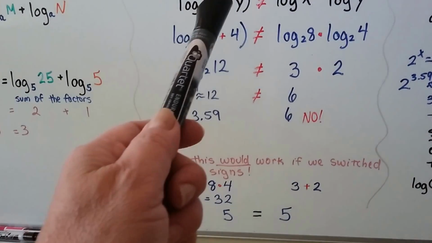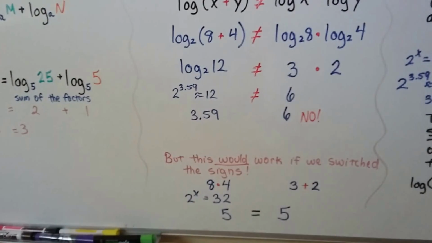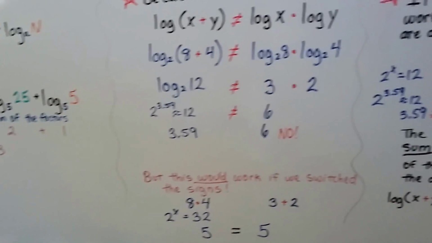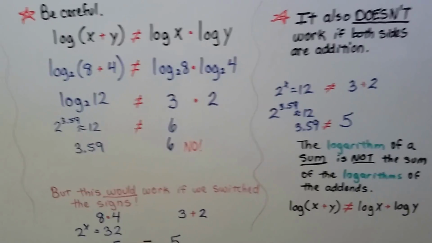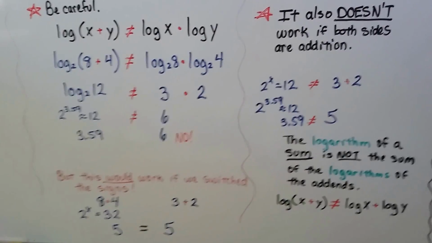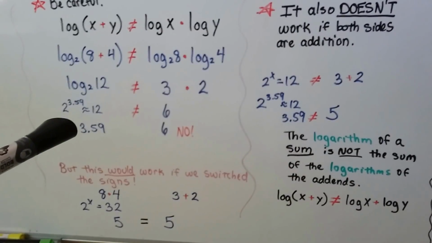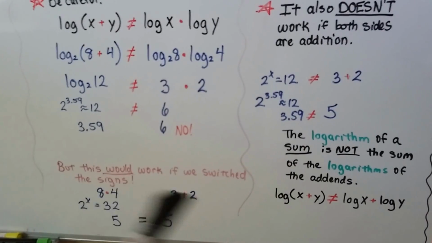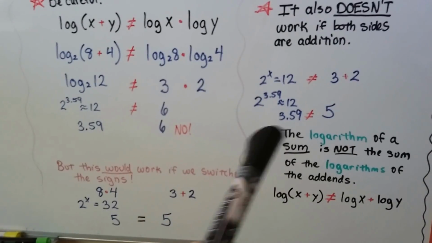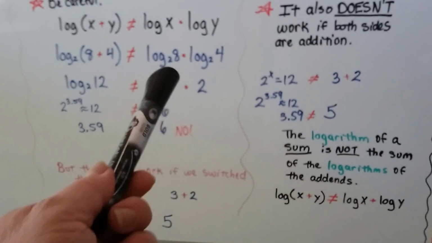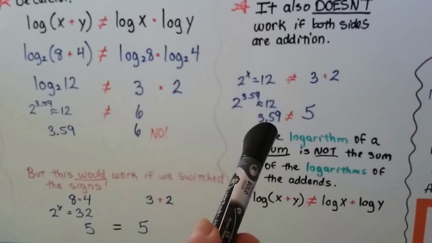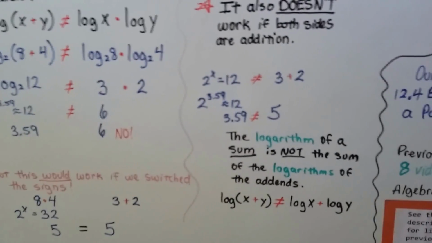So it works when there's multiplication in here and addition out here. See? It also doesn't work if both sides are addition. So we saw that this addition side made an exponent of 3.59. Okay? Well, if we did addition here, we'd get 3 plus 2. That would be a 5. It doesn't work if both sides are addition.